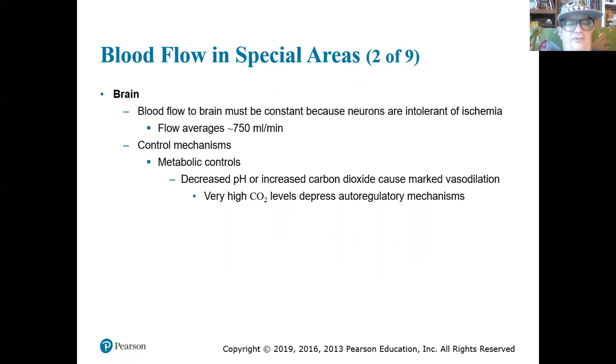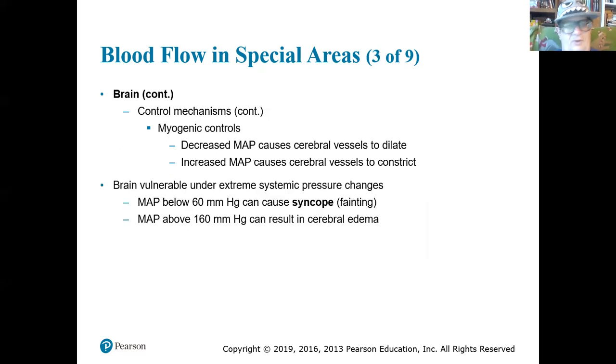All right, but so metabolic controls. If the pH is dropping, again, you're putting out hydrogen ions because you're running out of oxygen, or the CO2 levels are coming up. Either one will cause vasodilation, so you open up the vessel and allow more blood to flow through. But if you get very, very high CO2 levels, these autoregulatory things don't work well.